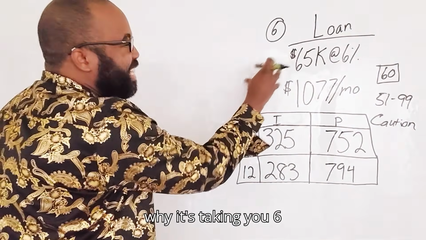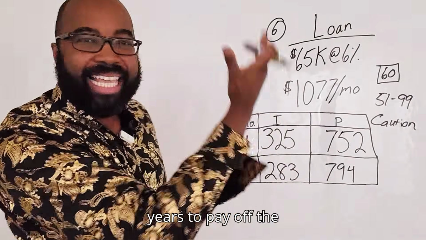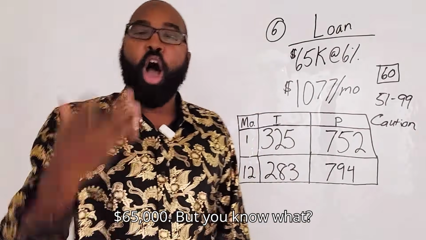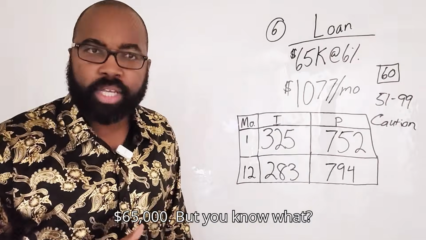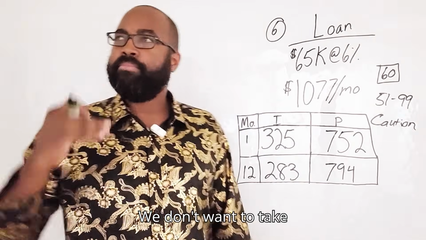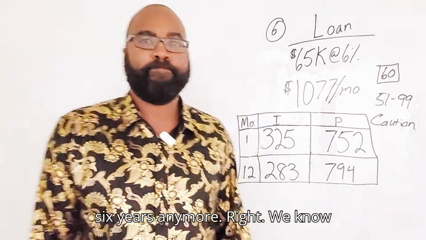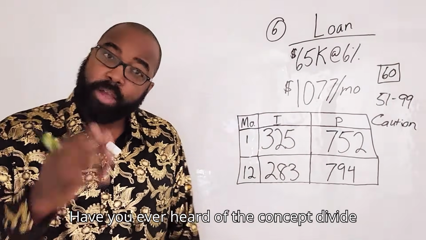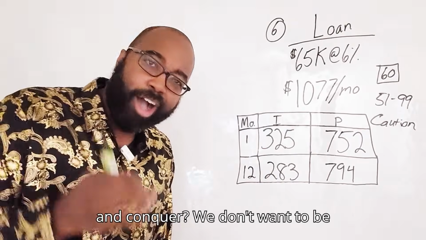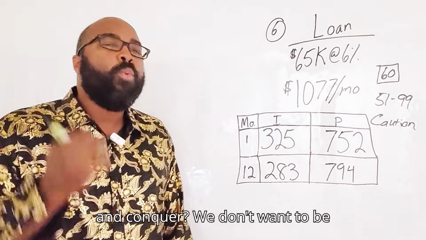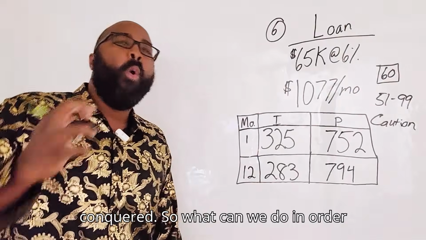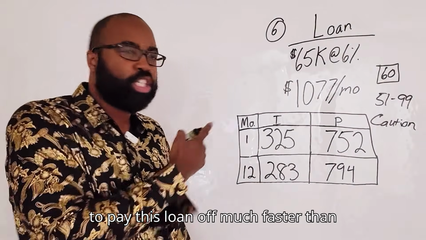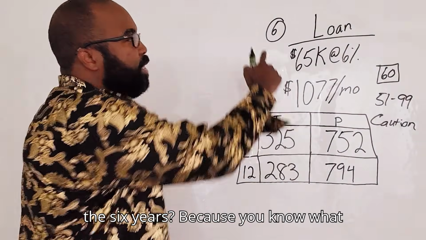Now, this is why it's taking you 6 years to pay off the $65,000. But you know what? We don't want to take 6 years anymore, right? We know it's because they're dividing our money. Have you ever heard of the concept divide and conquer? We don't want to be conquered. So what can we do in order to pay this loan off much faster than the 6 years?